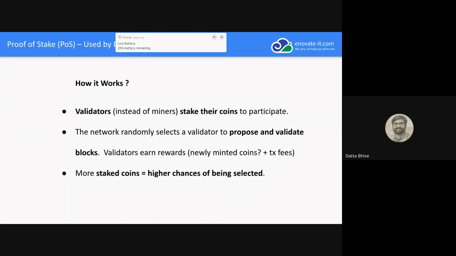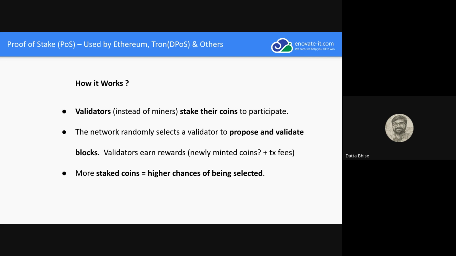Okay, so proof of stake. Ethereum earlier was using proof of work. Now they moved in 2022, maybe I'm wrong by some years. So they are now using proof of stake. It is a little bit straightforward. Here everyone cannot become miners. You have to stake coins. And the more coins you stake, the more chance you have of getting selected to create the block. And obviously, if you get a chance to create the block, you get some rewards.